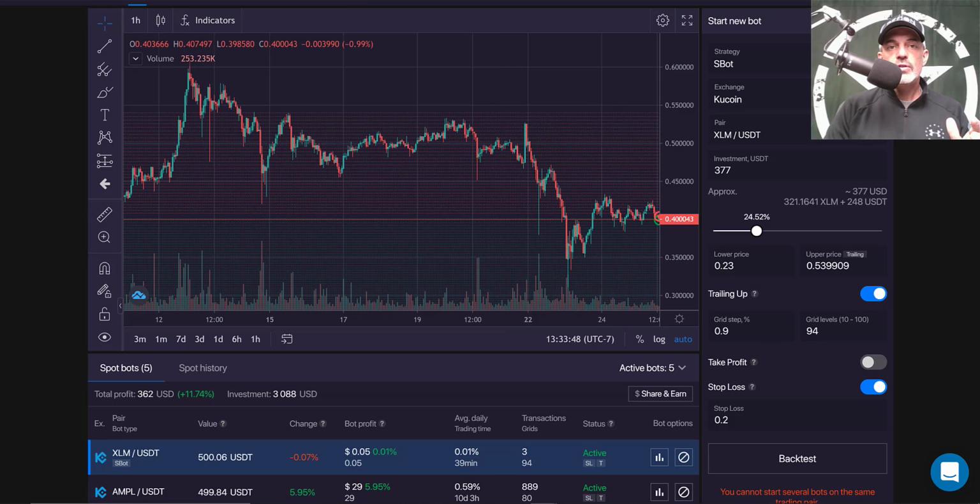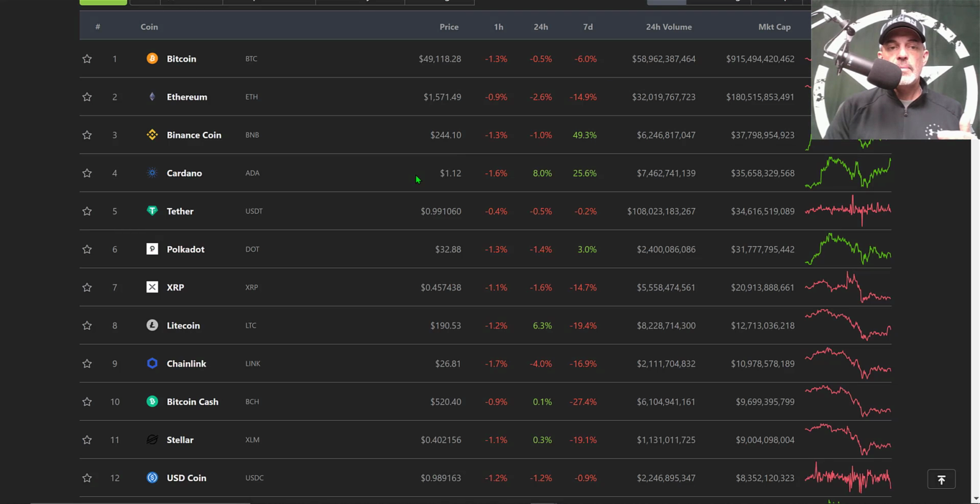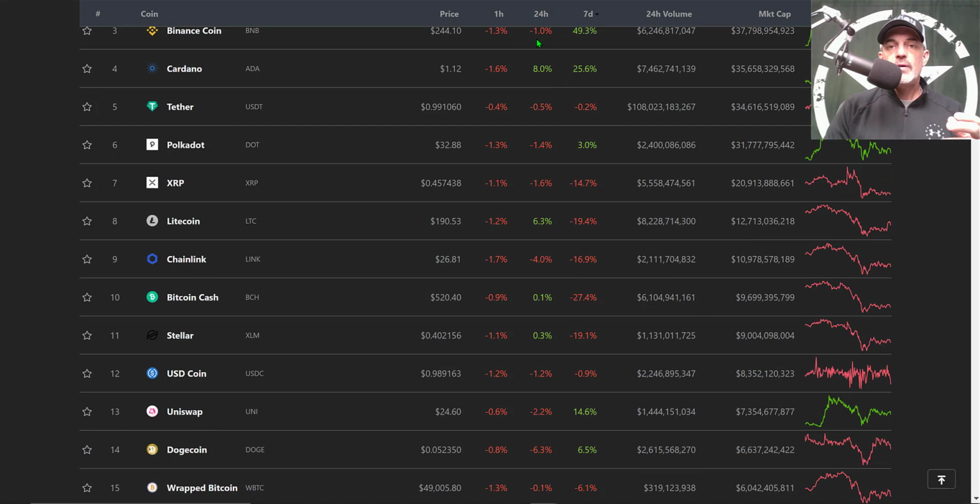Now, if we jump back over to CoinGecko, you see projects like Polkadot. That's another target on my list, along with Chainlink. And another bit of intel that you can take a look at would be the 24-hour and 7-day performance of the particular coins you're looking at. And most of the time I'm looking for that sell-off when it comes to a grid bot. And so in this case, I can see Chainlink over the last 7 days sold off almost 17%, today 4%.